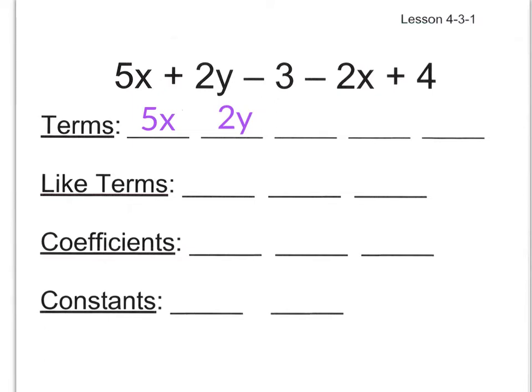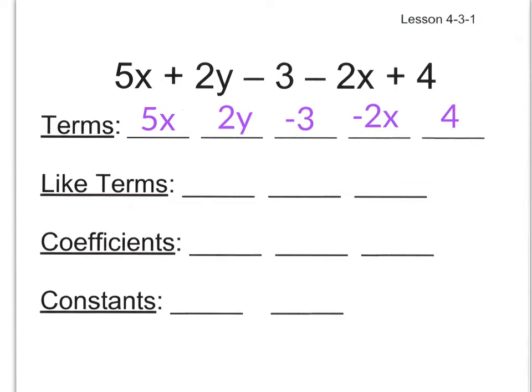The next term next to 2y, we see a minus 3. So because we have this subtraction in front, that tells me that my term is actually negative 3. The next term, right next to my minus 3, the negative 3, I see minus 2x. So again, this minus is telling me that the 2x is a negative 2x. When I look back at my expression, the next thing I see is plus 4. So my final term here is a 4. Those are all the terms that make up this particular expression.